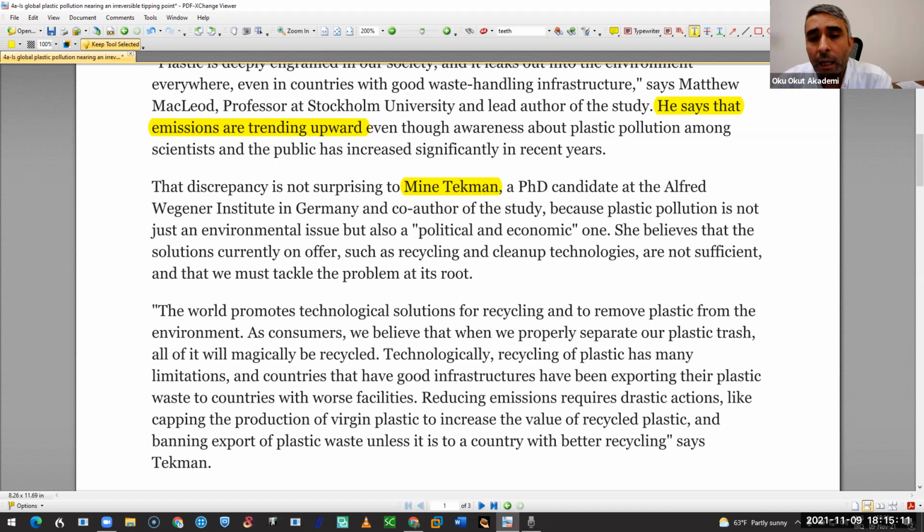What does she think about this threat, this problem? She says something important about it, like it's an environmental problem, and at the same time, it's also another kind of problem. She's saying that plastic pollution is not just an environmental issue, but also a political and economic one. So it means this problem has both political and economic dimensions, right? Yes, that's true.